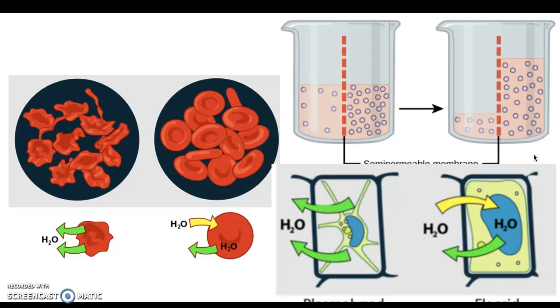Here are your same examples. When we place our red blood cell in a hypertonic solution, water moves out of the cell, and the cell becomes shriveled and wrinkled and a lot smaller.